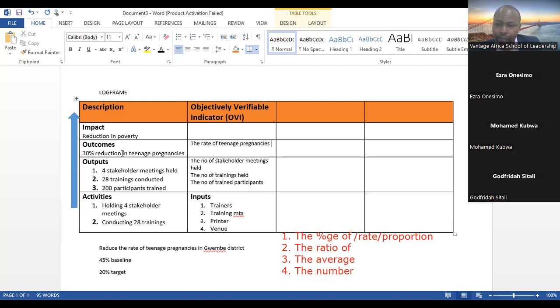Good. Because if you are measuring this on a monthly basis, then if that was your baseline, that is the same baseline you're going to use when you're measuring this. Good. Thank you, sir.